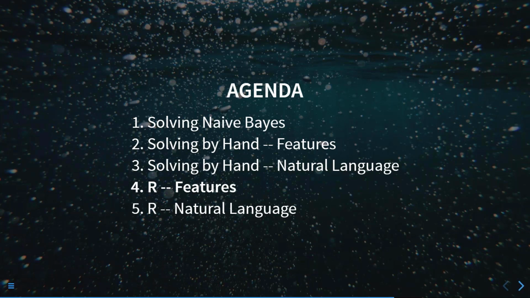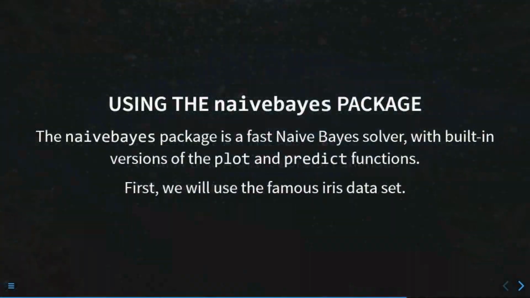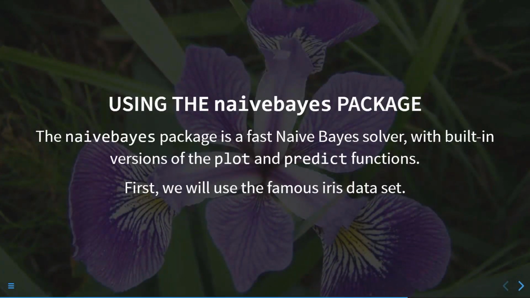What I'd like to do now that I have a general understanding of how this works and that we've solved a couple of these problems by hand, I want to show you how to do this without having to calculate it by hand. And we'll start with R. We'll start with the relatively simple feature solution and using a package called naivebayes. This is a fast solver for Naive Bayes. It's got some built-in functionality that makes it easy for us to work with.